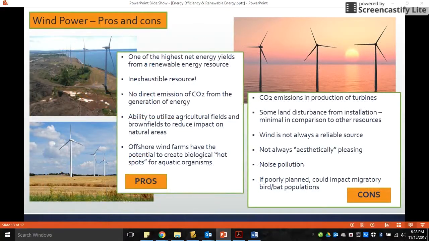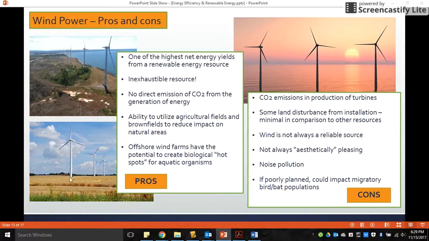So the pros and cons of wind energy is that it does have one of the highest net energy yields from any renewable energy resource. Wind is inexhaustible. We'll always have wind. And then we don't have CO2 from the generation of energy. Again, we do have CO2 from the production of turbines. We have to use limestone in the base of these turbines to create that concrete base. So we need to utilize CO2 in order to produce those.